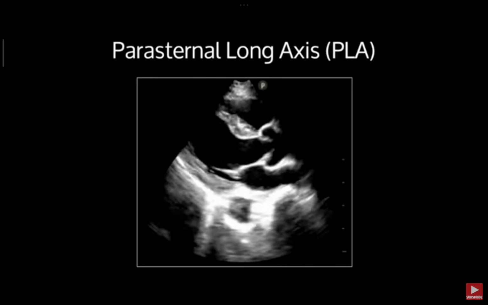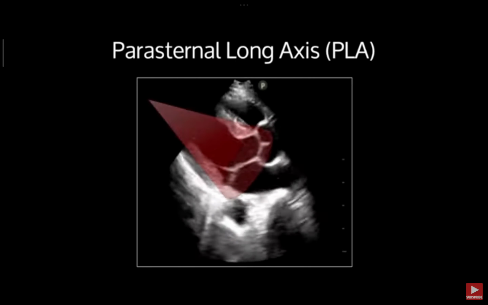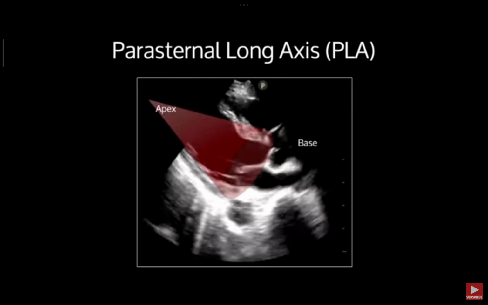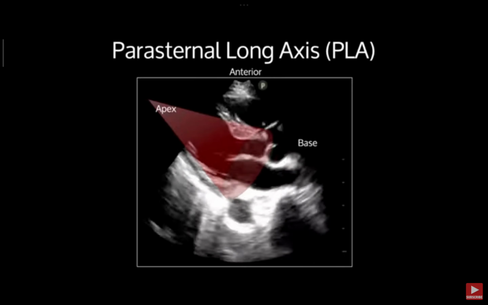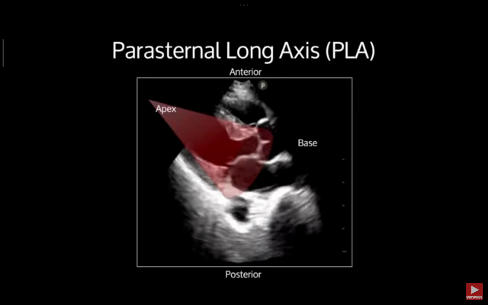Going back to the ultrasound image, if we again imagine the heart as a cone, the apex is at the upper left of the screen, with the base towards the lower right. Anterior is at the top of the screen, which makes sense because that is where you physically have the probe, on the chest. And deeper, or towards the bottom of the image, is the posterior portion of the heart.